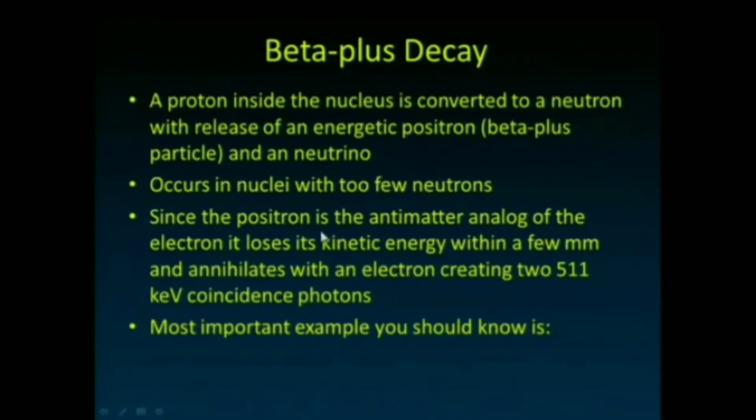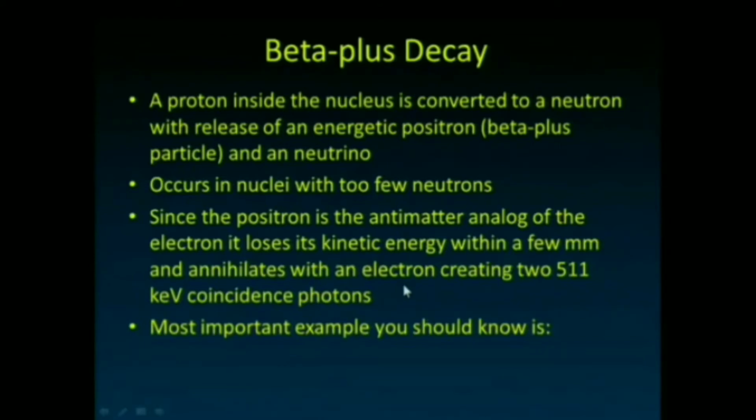Since that positron is the antimatter analog of the electron, it's very quickly going to lose its kinetic energy within a few millimeters of where it's created, and it's going to annihilate with an electron. It's going to come in contact with an electron there, and they're going to annihilate each other, and all of their rest mass is going to be converted into pure energy. And we get the production of two 511 keV coincidence photons.